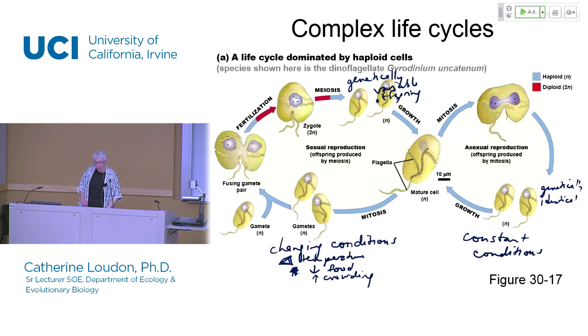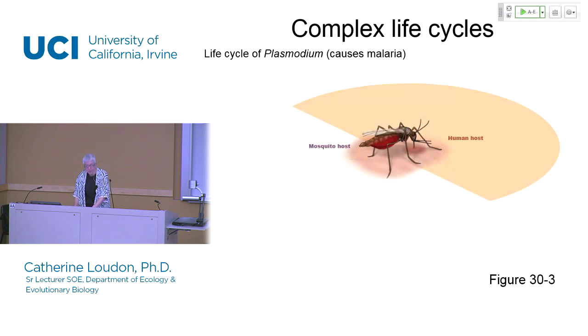Okay, let's consider another complex life cycle here. This one is more complicated because unlike the dinoflagellate, which is a marine organism, it's in the plankton, it's in the sea, so whether it's going asexual or sexual reproduction, it's still just surrounded by seawater. This example of a protist, the genus Plasmodium, is an infamous protist because of the amount of human suffering it causes. This is the causal agent of malaria, one of the huge killers of humans on the planet.